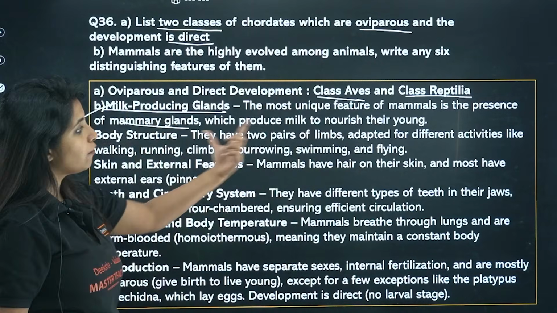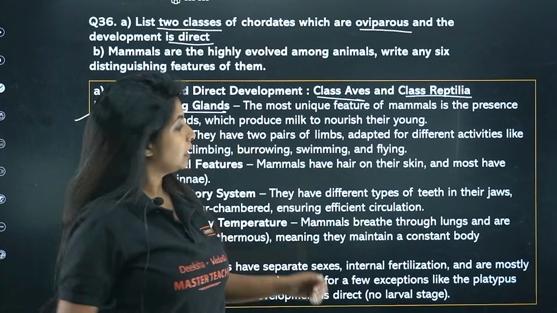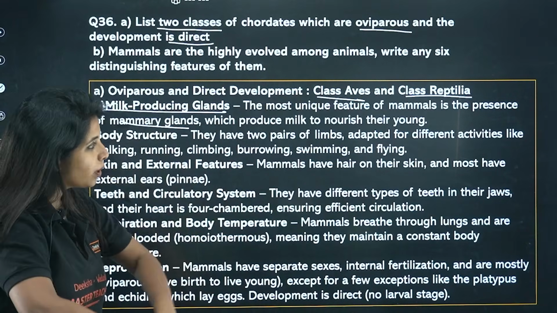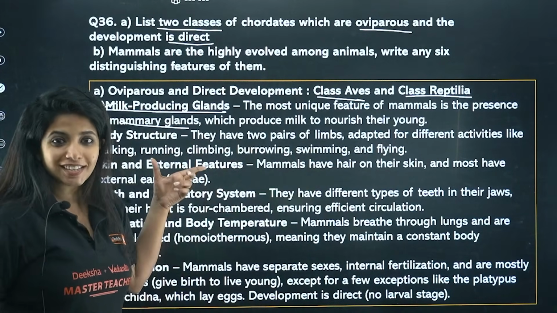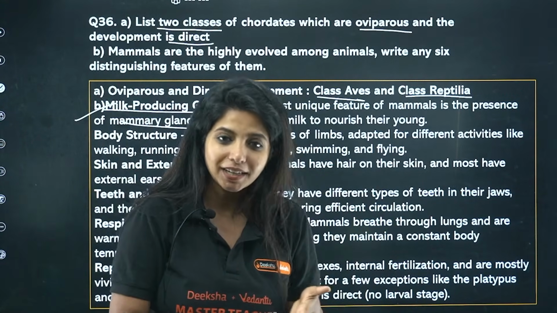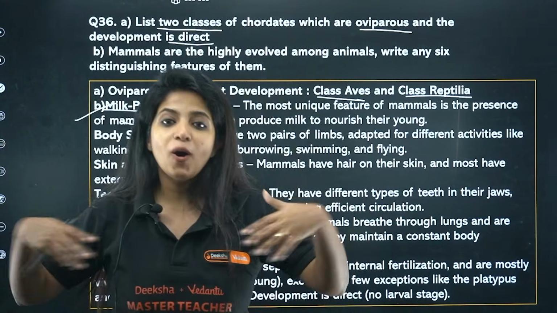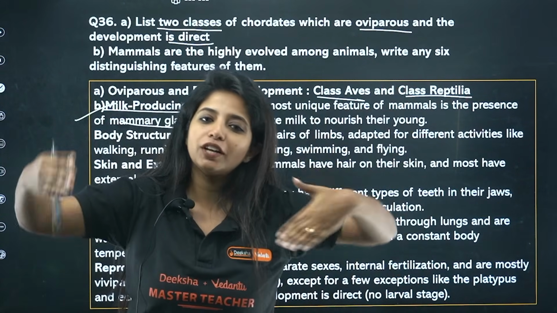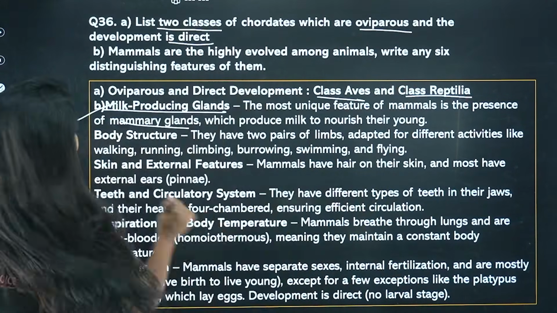Body structure. They have 2 pairs of limbs, adapted for different activities like walking, running, climbing, burrowing, swimming, and flying. So it's not just us. You have different groups of organisms. You have bats coming under this. You have whales coming under this. You have cheetahs coming under this. All of us are mammals, my dear children. And all of them are using their forelimbs for different functions. Yes? Now, that is done.